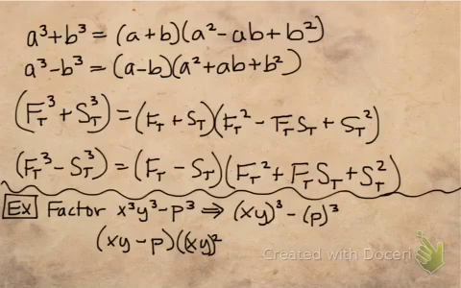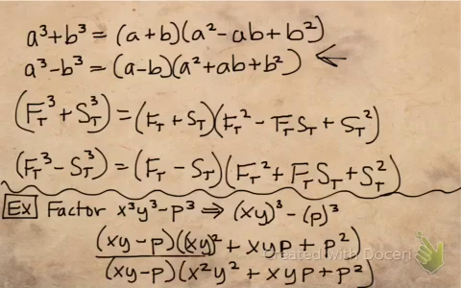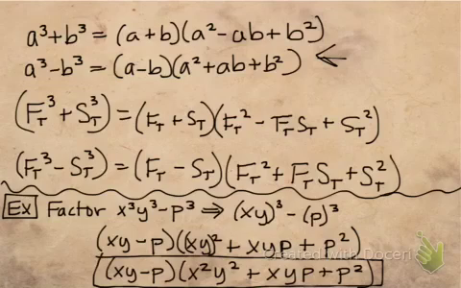So we get xy minus p. So we're using this second equation here. So then we have xy squared plus xy times p plus p squared. So we end up with xy minus p times x squared y squared plus xyp plus p squared, and that is the factored form of x cubed y cubed minus p cubed.